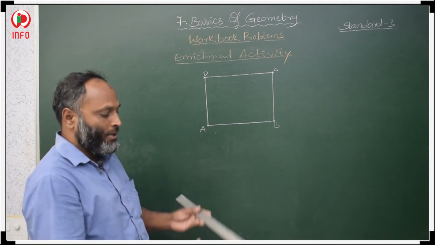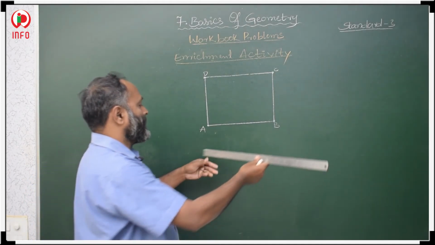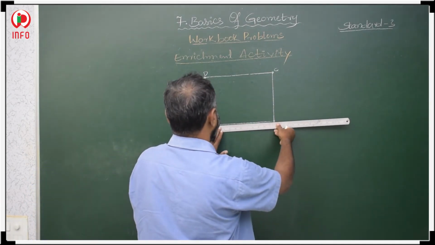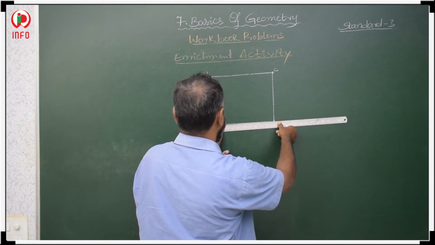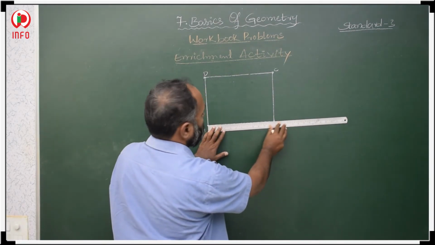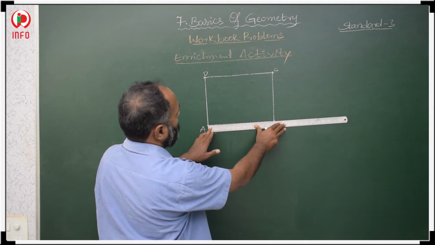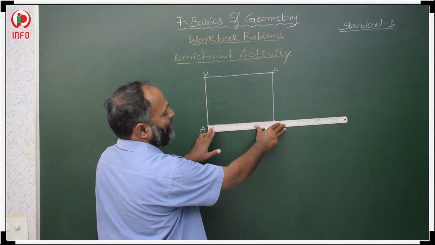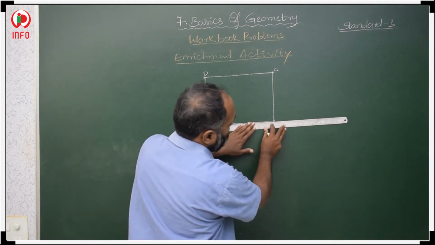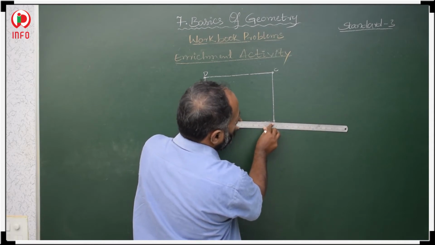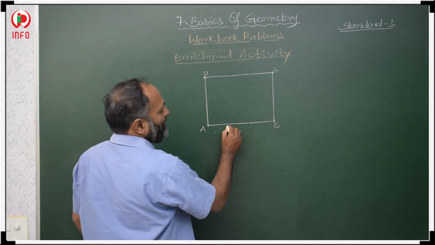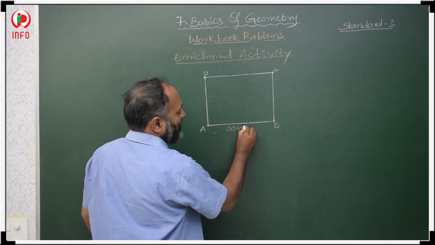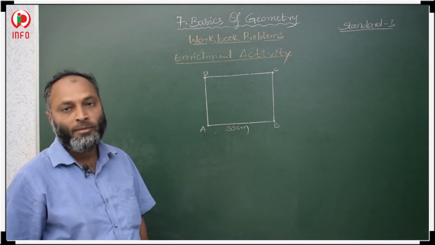Now measure the length of the AB line segment, from here to here. We keep our ruler's 0 at the initial point, and the second point we see at 30. The total AB length is 30 centimeters.